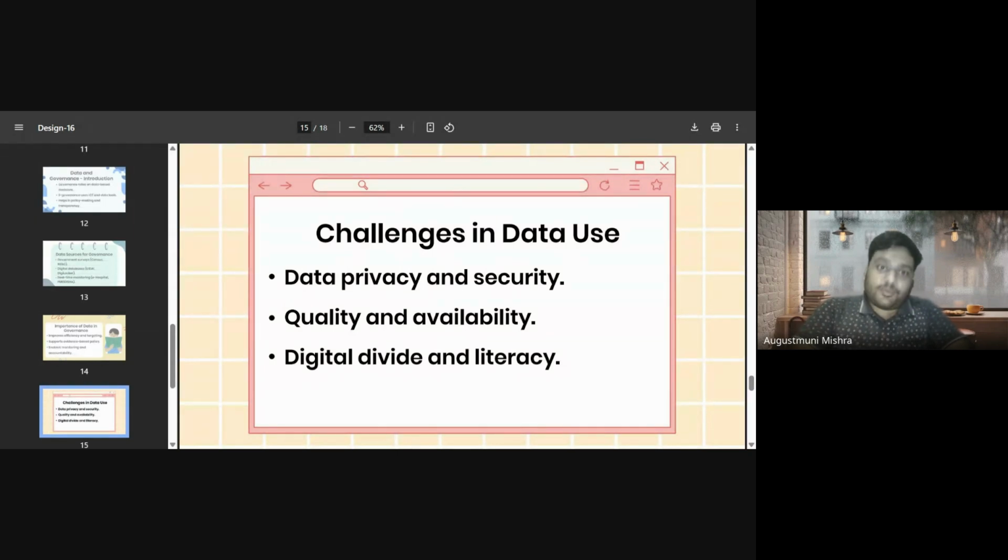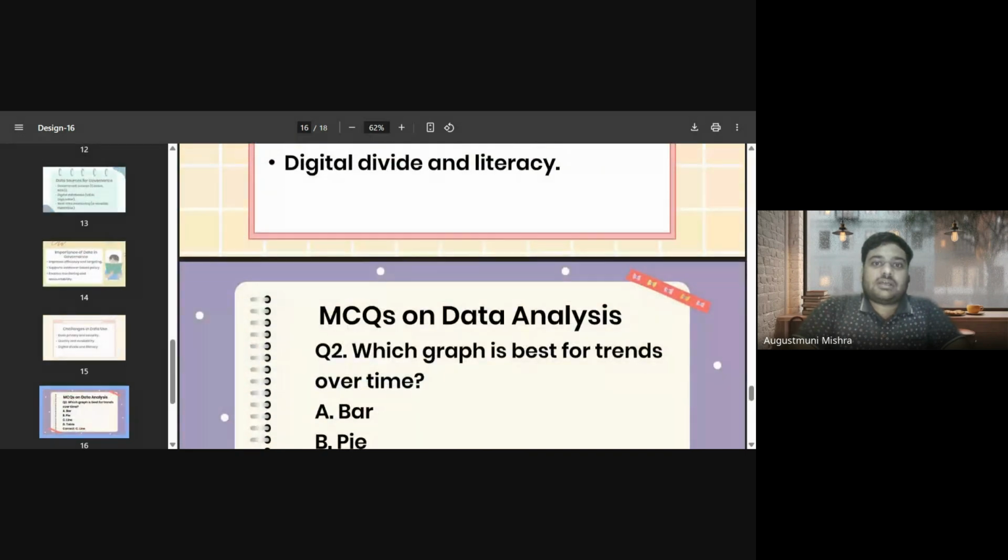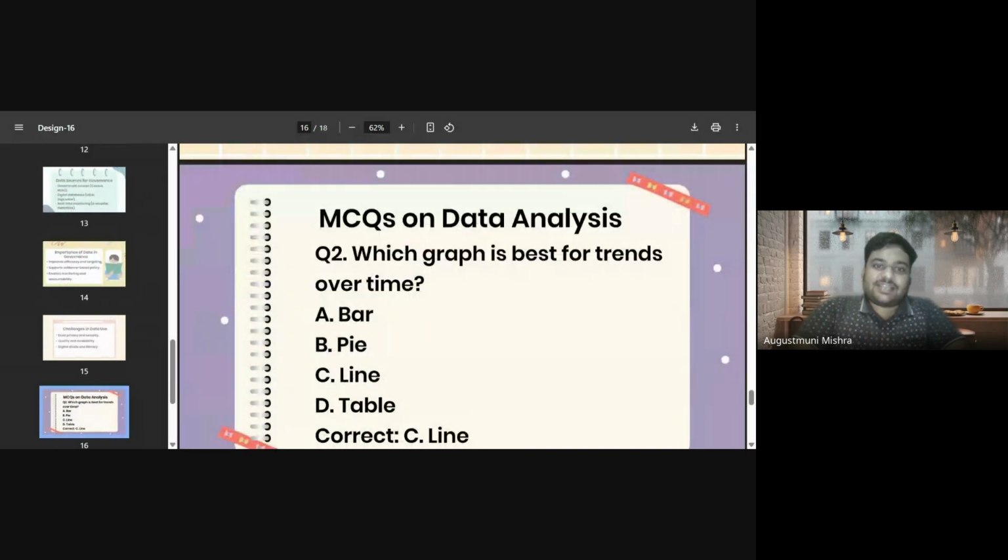So that is a very important part. You can go through that in your communication section. Now, I think that is over. I had just added one MCQ here: which graph is best for the trend over time? The line graph is best for the trend over time. I hope that is clear to everyone.